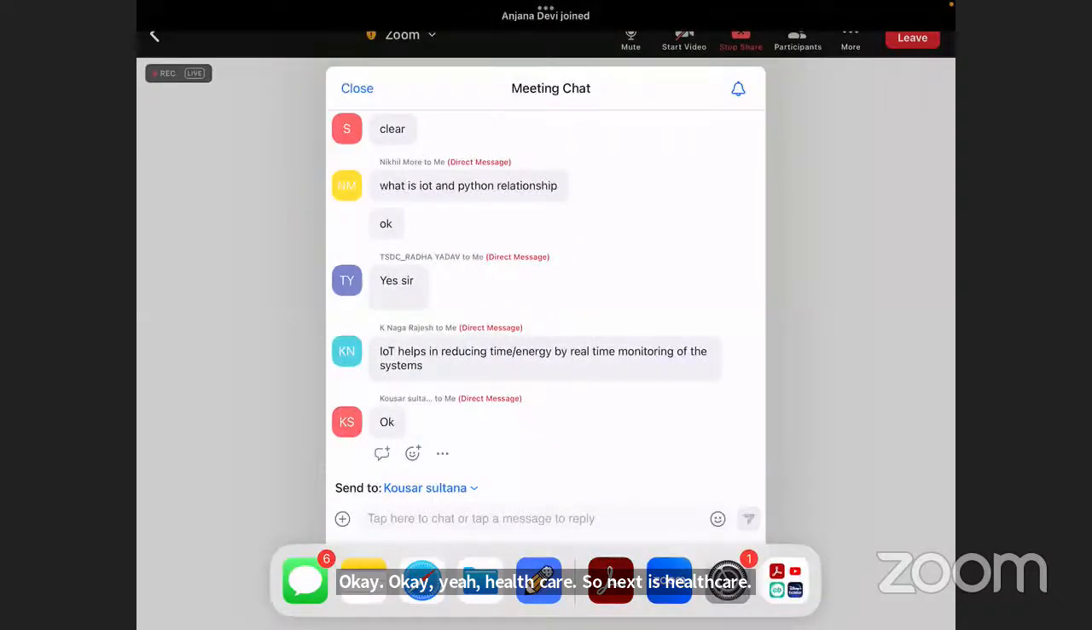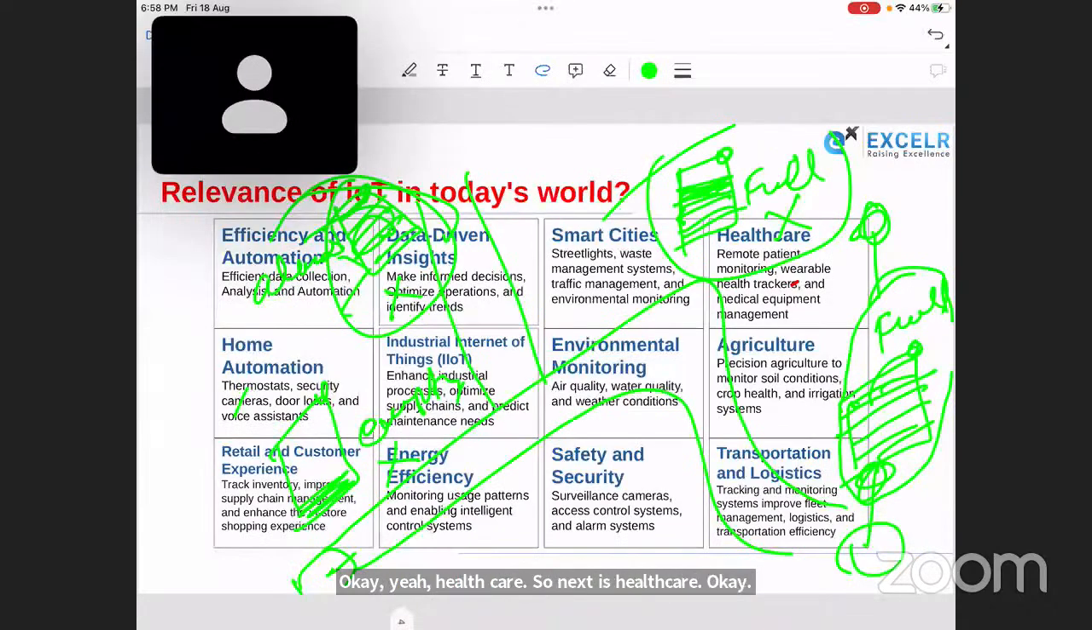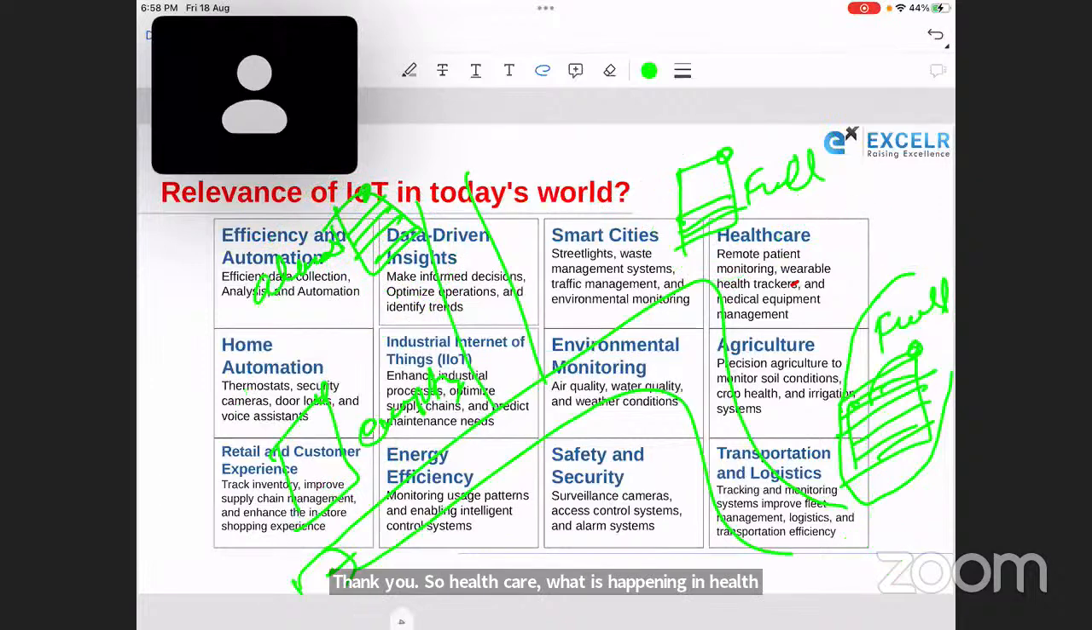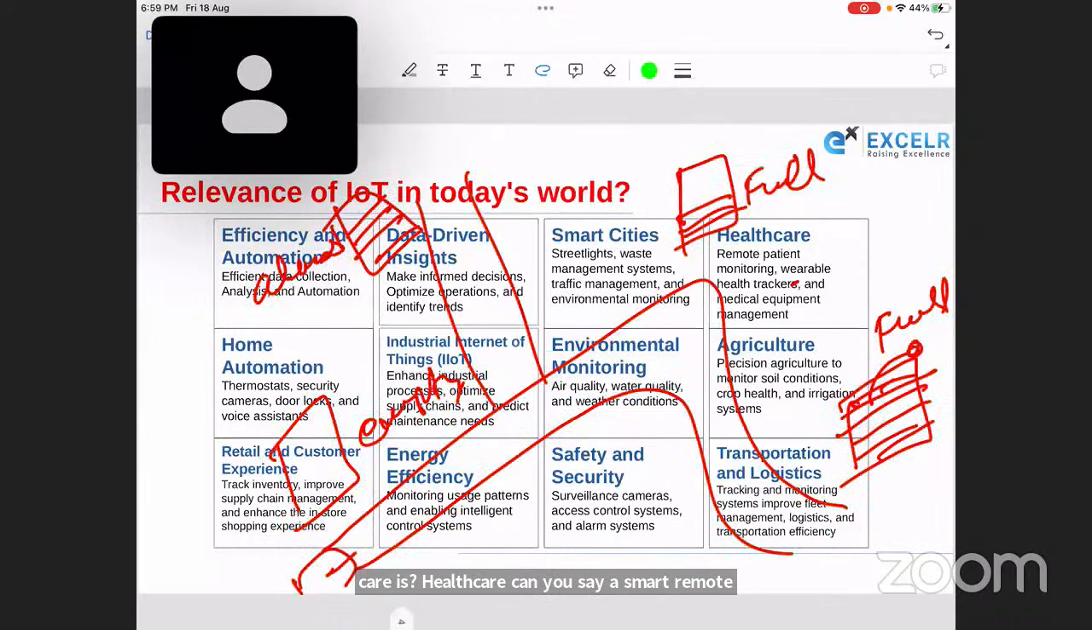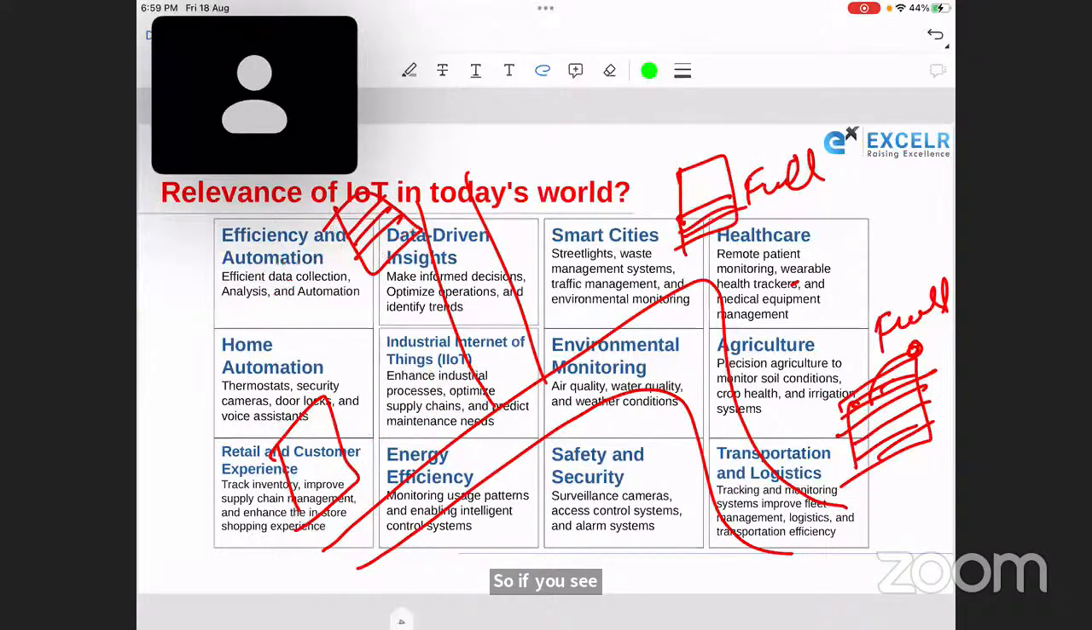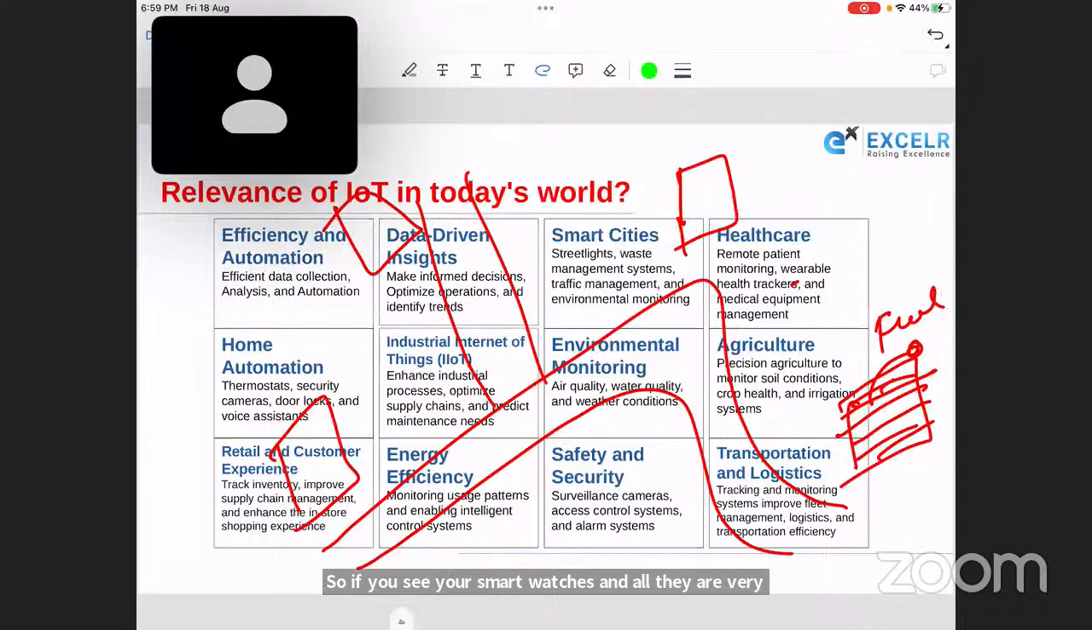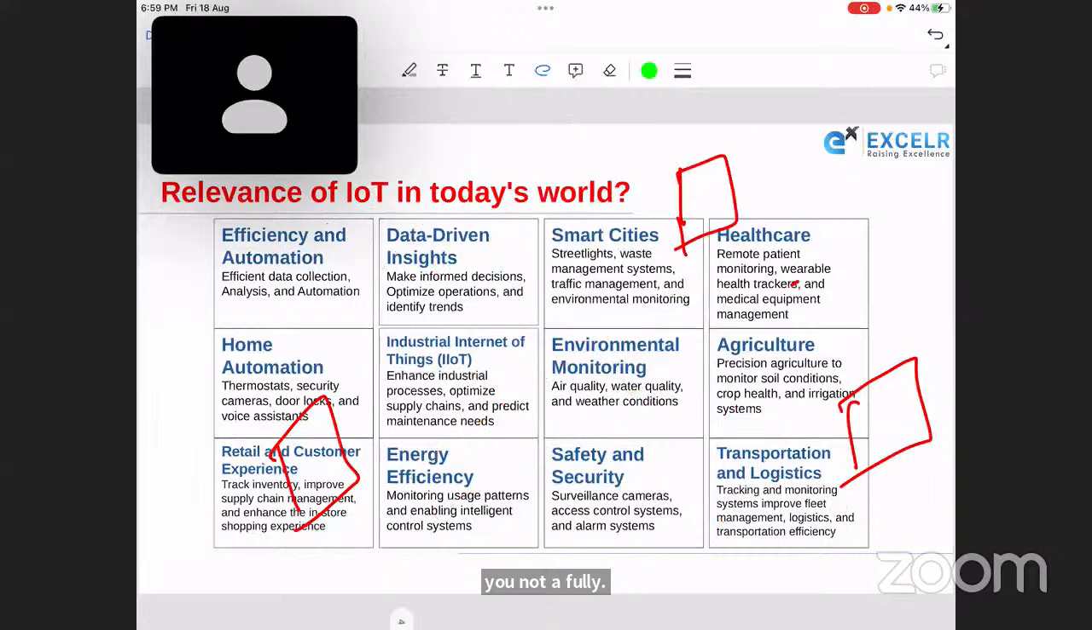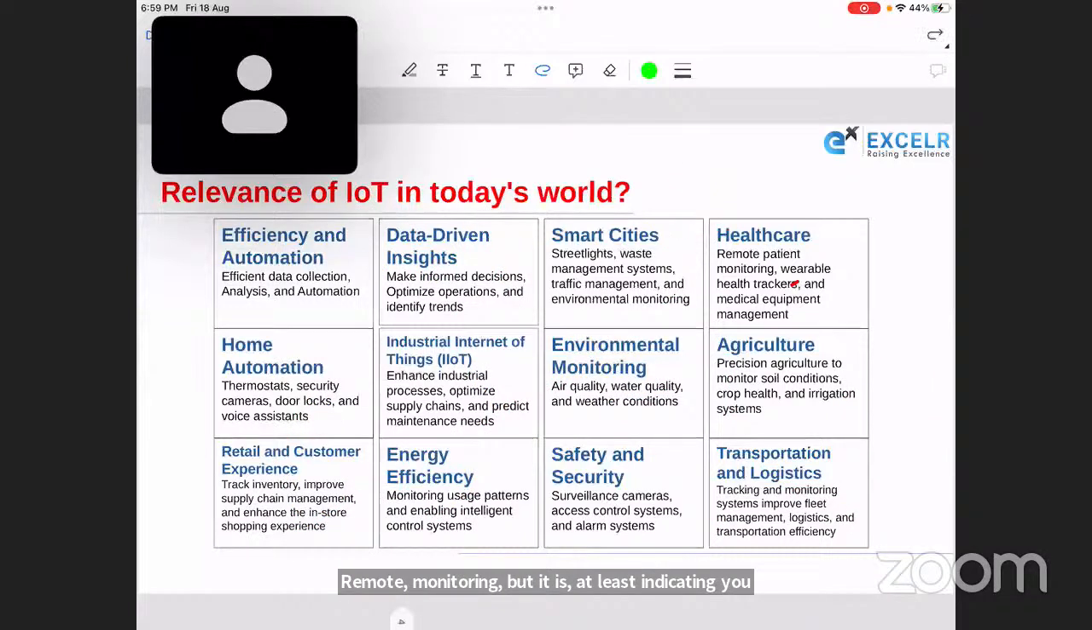Okay. Thank you. So healthcare. What is happening in healthcare is that smart remote monitoring is very important. If you see your smart watches, they are very helpful, because they are giving you not fully remote monitoring, but at least indicating that something is wrong, your health is not right, or your heartbeat is higher.